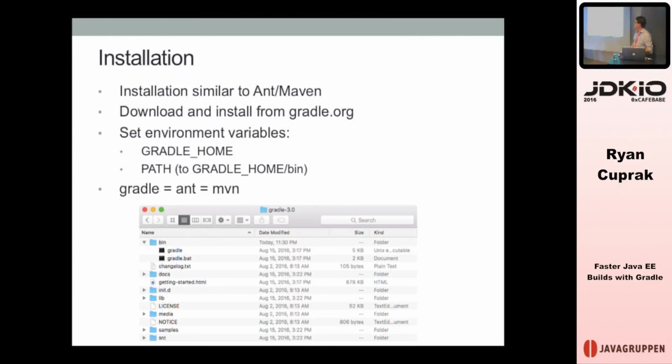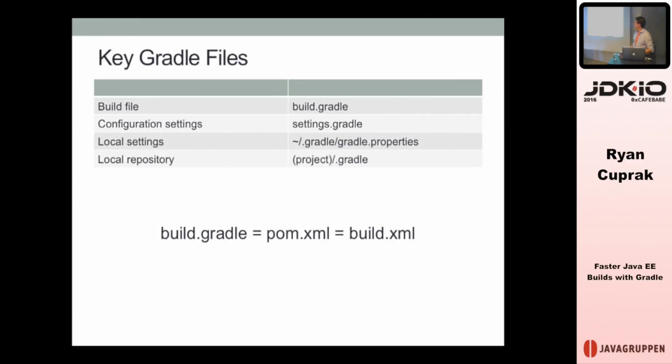So installation of Gradle is fairly simple. It's similar to Ant and Maven. You download from Gradle.org. You set up your two environment variables, GRADLE_HOME and PATH. Gradle, I believe, does use JAVA_HOME for finding the Java version that it's going to use. And the command line is gradle, a command line utility like you have with Ant or Maven. So it's pretty straightforward for moving over to Gradle.